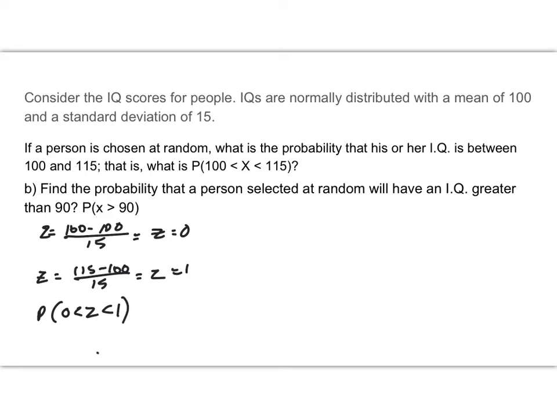And we think back to the empirical rule: between negative 1 and positive 1, 68% of our data lies. We don't even need a calculator for this problem, so half of that would be 34%.